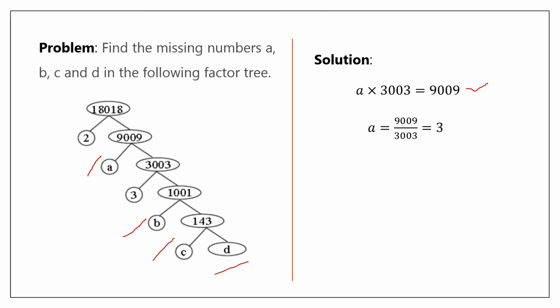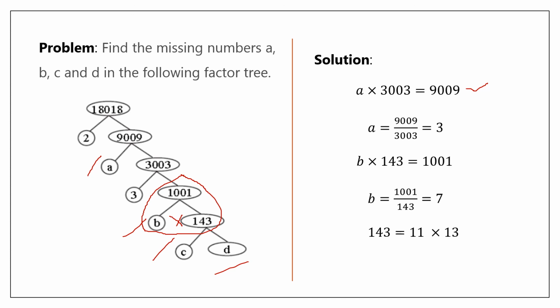And similarly, use this one. B into 143 is equal to 1001. From this, B is equal to 1001 by 143. That is 7 times of 143 is 1001. So B is equal to 7.